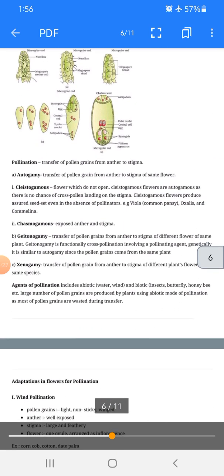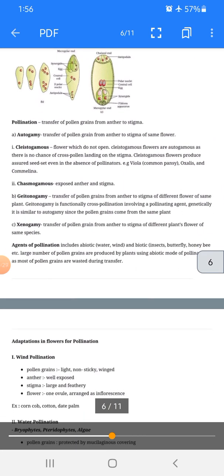Then pollination is the transfer of pollen grains from anther to stigma. Autogamy is the transfer of pollen grain from anther to stigma of the same flower. Cleistogamous flowers are flowers which do not open. Cleistogamous flowers are autogamous as there is no chance of cross pollen, and cleistogamous flowers produce a full seed set even in the absence of pollinators.